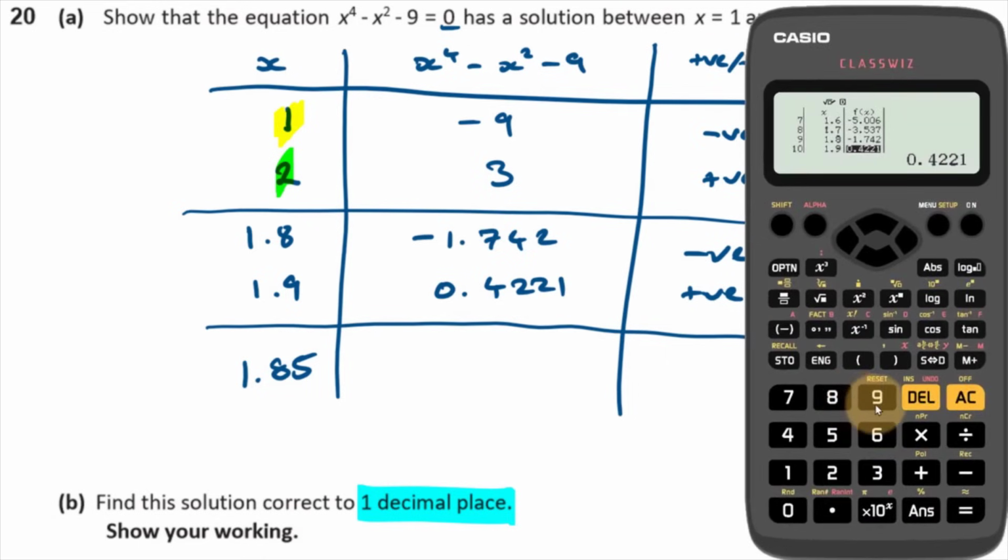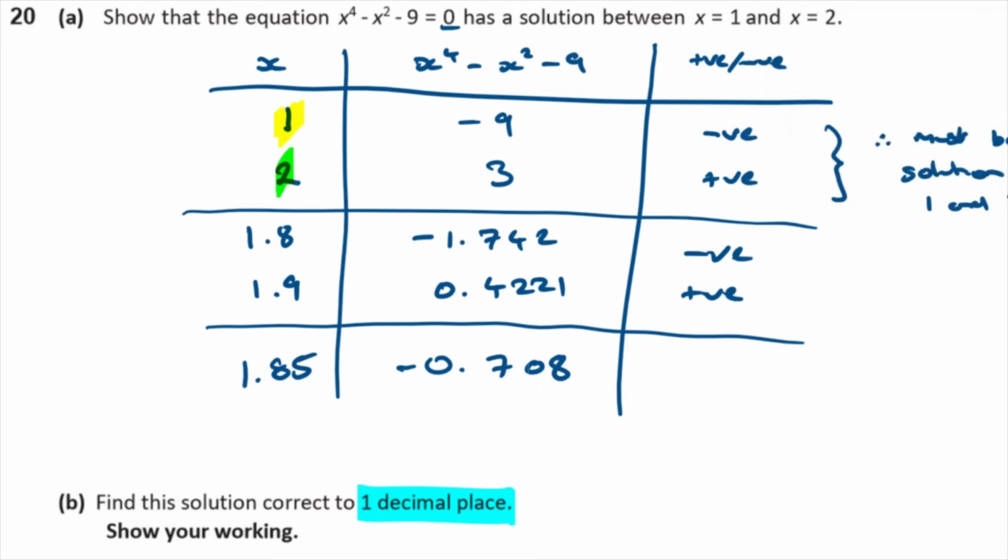So again, I'm just going to press AC. I'm going to press equals, equals to get back to where I can put the step, and change the step this time. I'm going to start at 1.8 and go up to 1.9, and this time go up in steps of 0.05. That's going to give me 1.8, 1.85 and 1.9. It's only really the 1.85 value I wanted to write down. So I'm going to write down minus 0.708 for my 1.85 value.